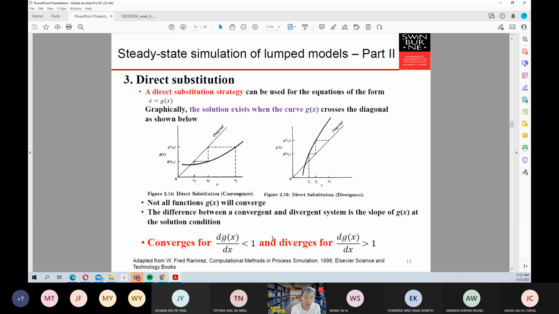So then what is the criterion? If we decide to use direct substitution, what is the criterion? The criterion is that it will converge if the derivative of the function g(x) with respect to x is less than 1, and it will diverge if the derivative is higher than 1.